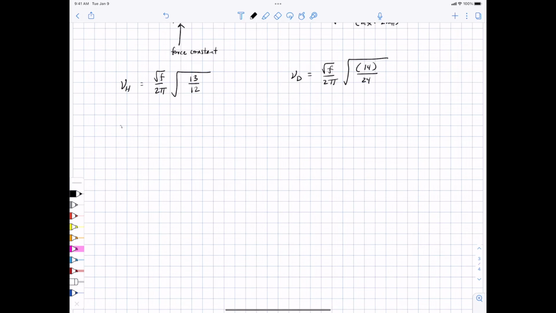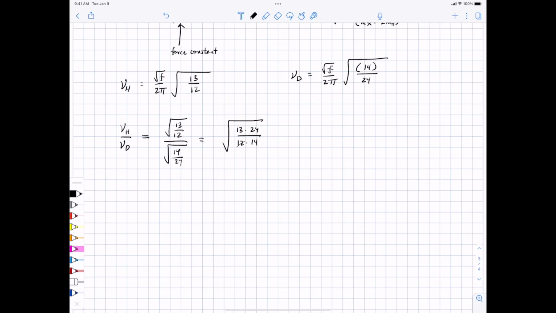And so if I want to compare the vibrational frequencies of carbon-hydrogen versus carbon-deuterium bonds, that's a simple matter of dividing those two square roots. The other terms being identical cancel out. And I can rearrange this to 13 times 24 divided by 12 times 14.